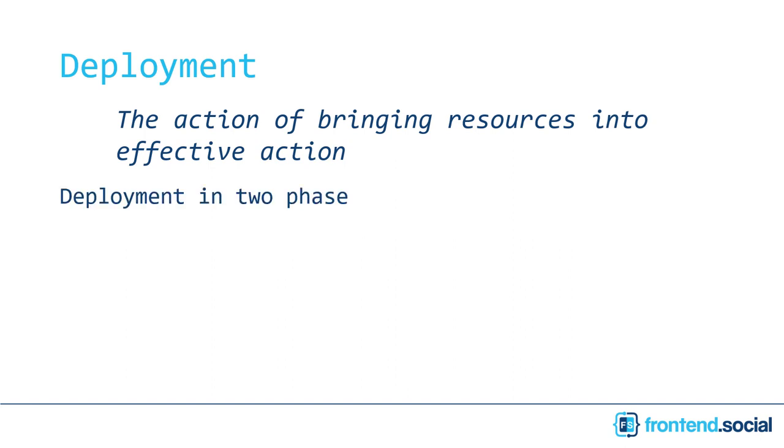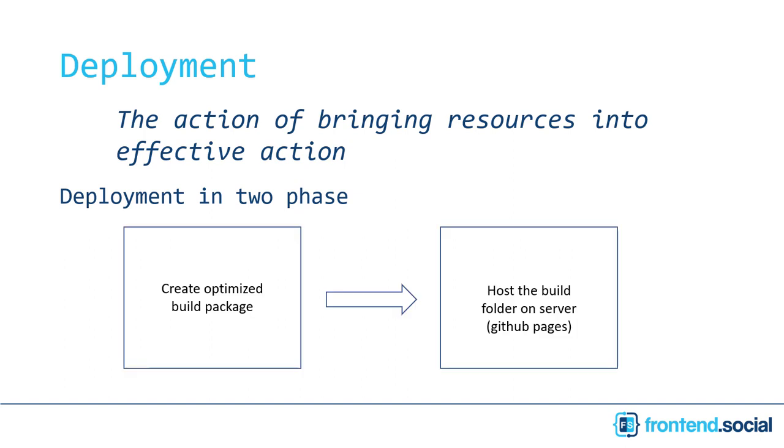Let us understand how deployment happens. Majorly, deployment has been divided into two phases. First phase is to create an optimized build package and then ship that optimized build package and host it on the host server. Here, we are going to use GitHub Pages. So what is GitHub Pages? GitHub Pages is the easiest way to host your pages on GitHub server. So let's see all this in action, how we can host our Angular application on GitHub Pages.